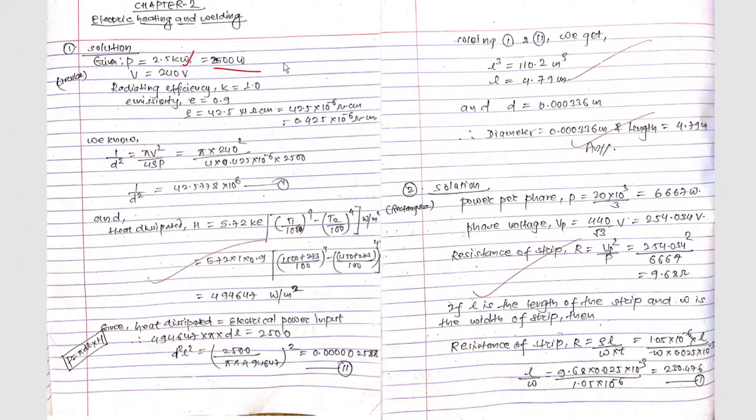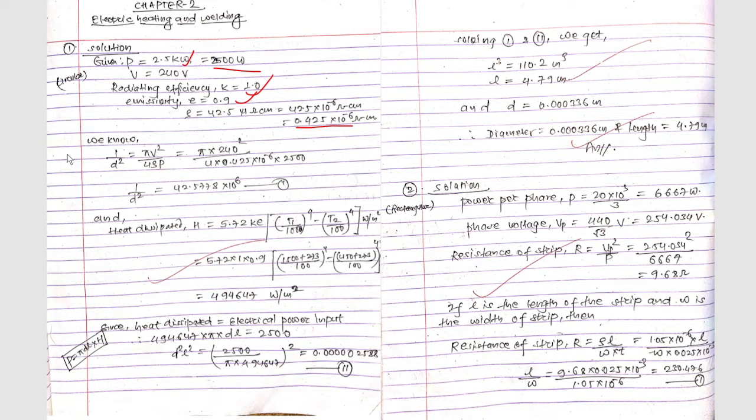1 and 0.9 respectively. So here we have given the power, similarly voltage, and the radiating efficiency, the value of K is given as 1.0, similarly emissivity e is given as 0.9, and rho, the resistivity, is given as 42.5 micro ohm centimeters. So we can write it as 42.5 into 10 to the power minus 6 ohm centimeters, and since this is in centimeters, you can write it as 0.425 into 10 to the minus 6 ohm meters.